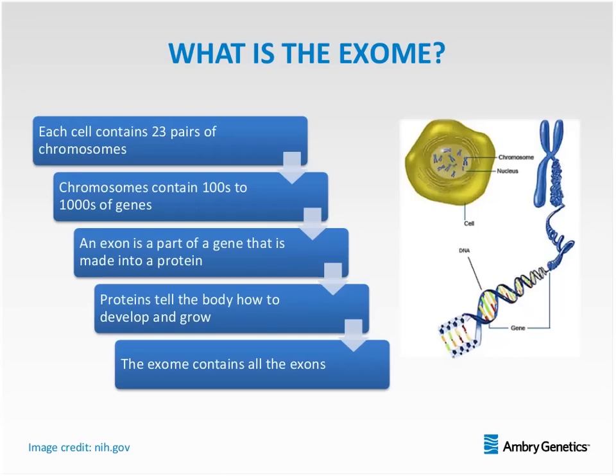The exon is the part of the gene that's made into a protein at the end of the expression of that gene in a cell. So you take all the exons for a gene and they're biochemically linked together, and then they form a protein. The proteins then tell the body how to develop and grow. And if we say, what is an exome? It's just a test that contains all the exons, all the coding regions of the genes in the whole nuclear genome of a person.